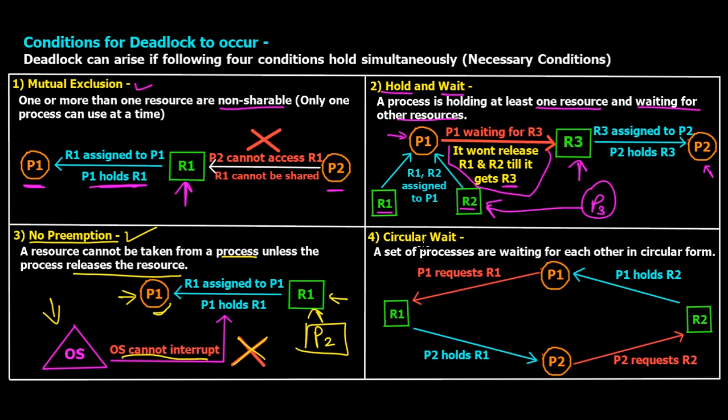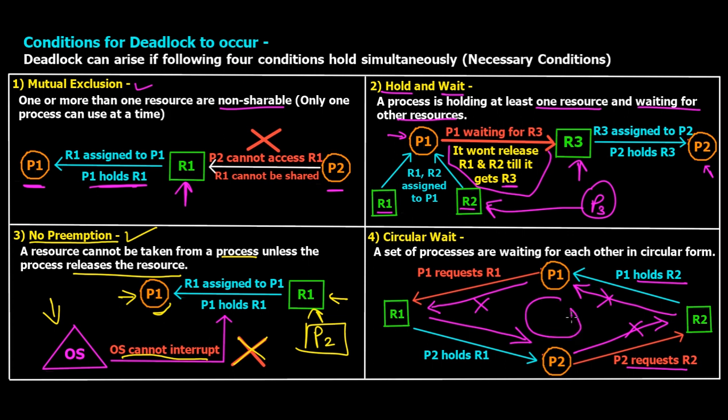This is that diagram which we saw of the deadlock situation in the previous slide. In circular wait, a set of processes are waiting for each other in a circular form. So here P1 requests R1, you can see, but R1 is assigned to P2. So P1 cannot access it, right? R1 is assigned to P2. Now P2 wants R2. So P2 requests R2, but it cannot access R2 because R2 is assigned to P1, right? So P1 holds R2.